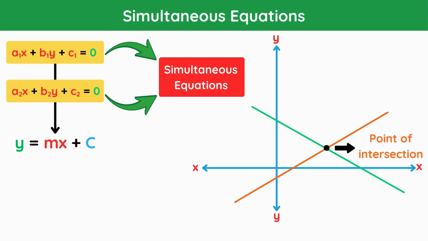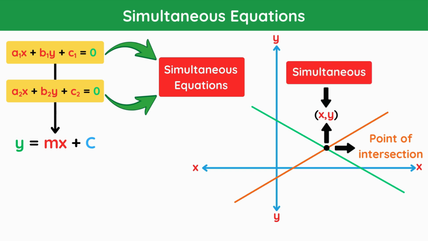So when we say solve simultaneous equations, what we actually mean is find the point at which these two lines intersect each other. That single point of intersection, that x and y coordinate, is the value that satisfies both equations at the same time. That is why we call them simultaneous. They are true together simultaneously.